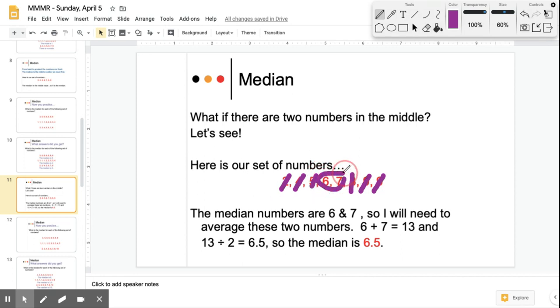So it gets down to 2 middle numbers, but you can't have 2 medians. You can only have 1 middle number. So there's 2 ways you can do this. A lot of you are going to see that if it's 6 and 7, a lot of you already know that 6.5 is in the middle.